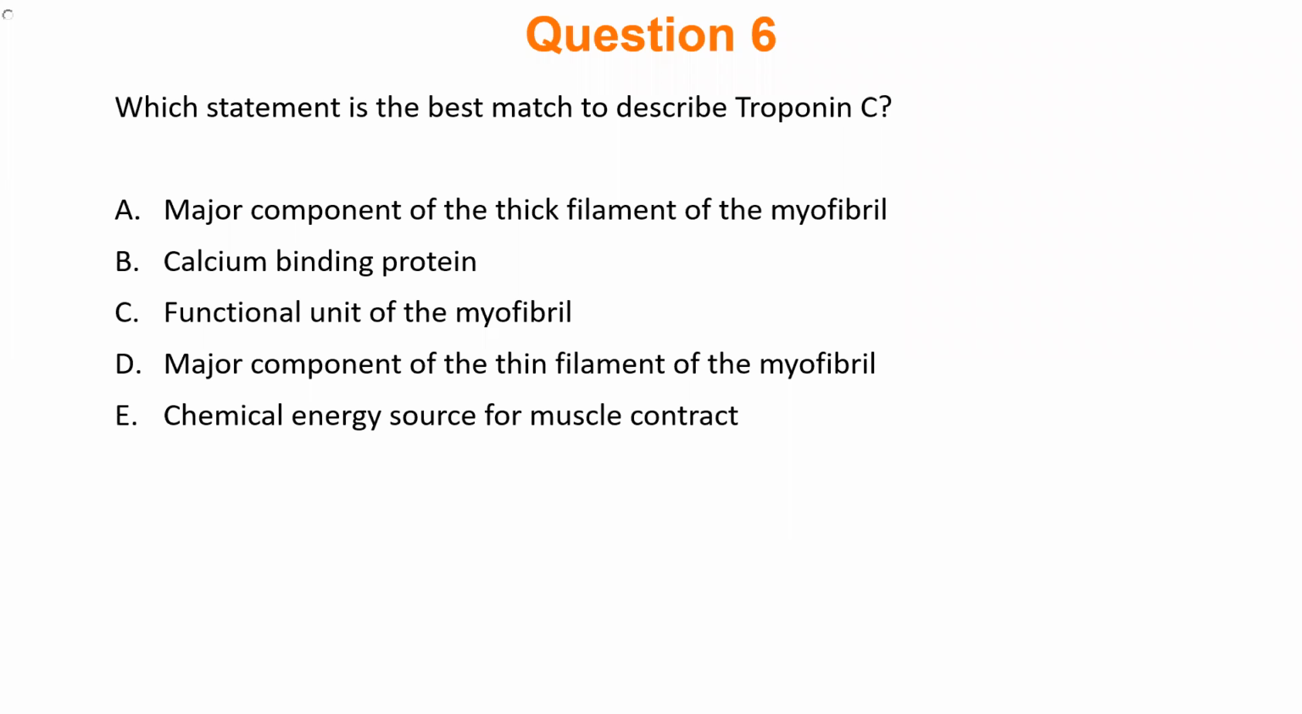All right. 5, 4, 3, 2, 1. All right. So troponin is a calcium binding protein, right? As I just said, it's going to bind calcium. And then once it binds calcium, it falls off actin. Tropomyosin falls off actin as well. Now actin and myosin can interact and you can have muscle contractions.